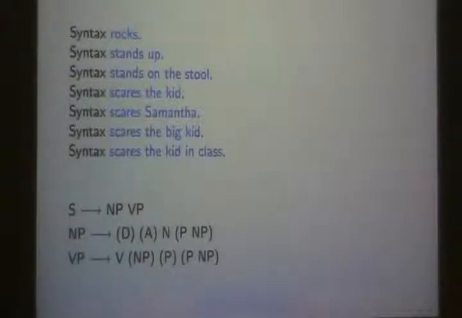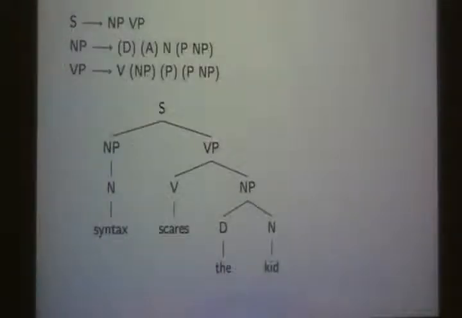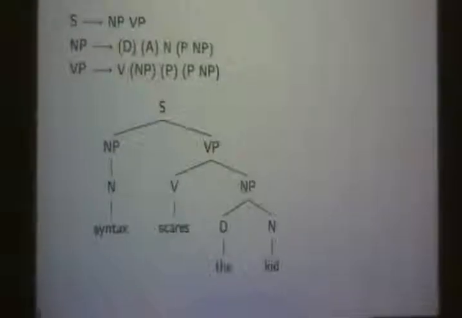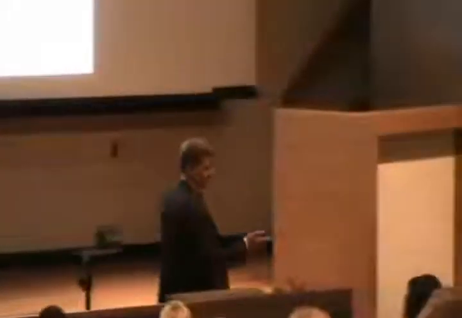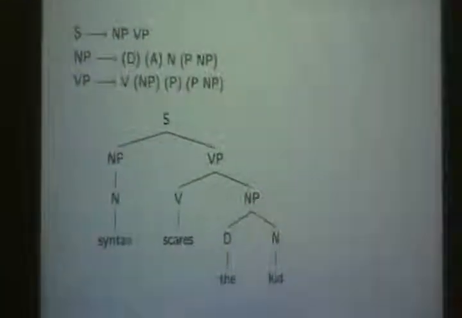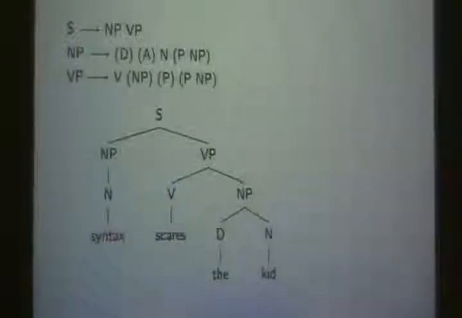So here's a way of representing one of those sentences, again using these graphs, these trees, that assign to every word in a sentence a particular position. So here, syntax scares the kid. It's kind of a silly sentence, because what would be scary about syntax? This is a sentence whose noun phrase has just the noun syntax in it.